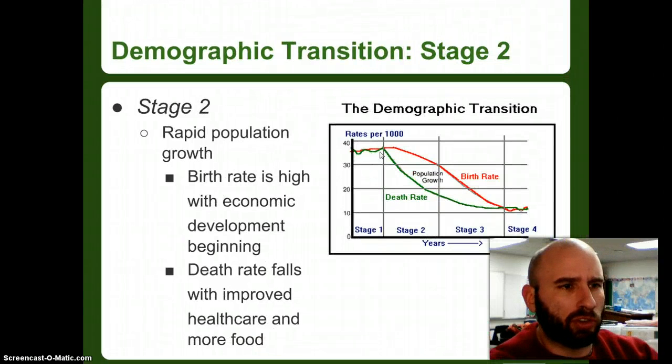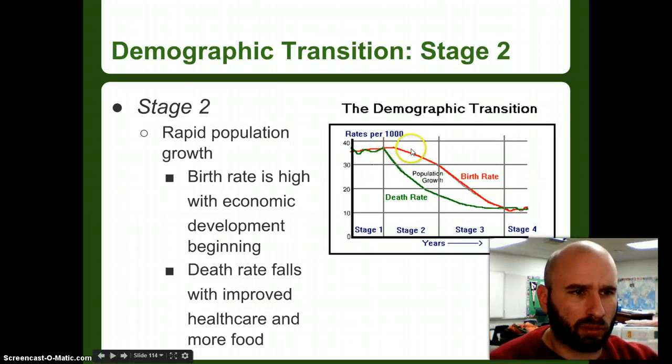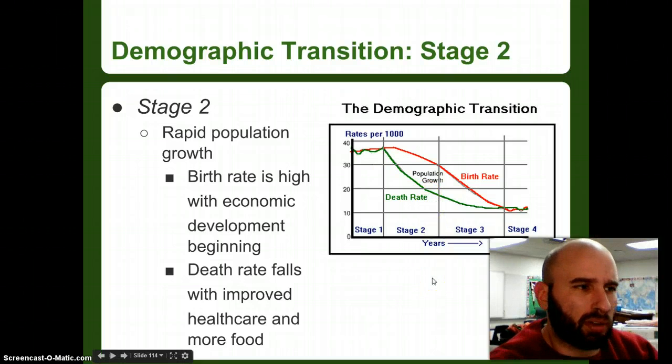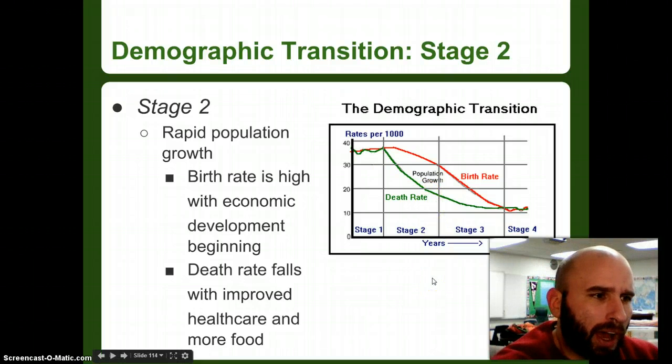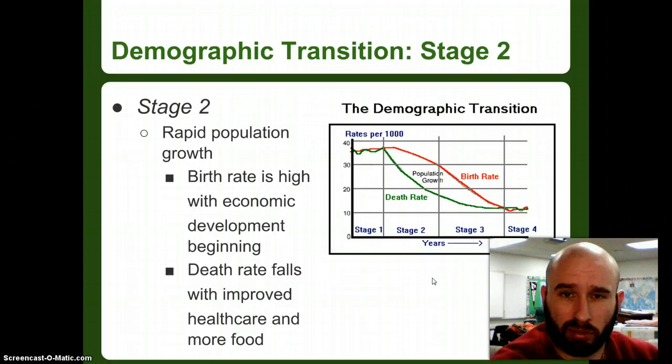Now, as we go into stage 2, you see that there's a dramatic difference. Now these two lines are starting to separate, where we have a very high birth rate, but our death rate is starting to slow down, it's starting to decrease. So what we see is that this is typical of high economic development, and the death rate is decreasing because of improved health care and more access to food.